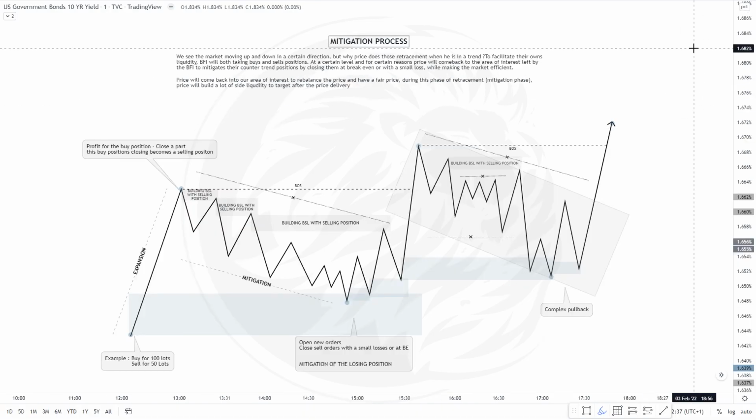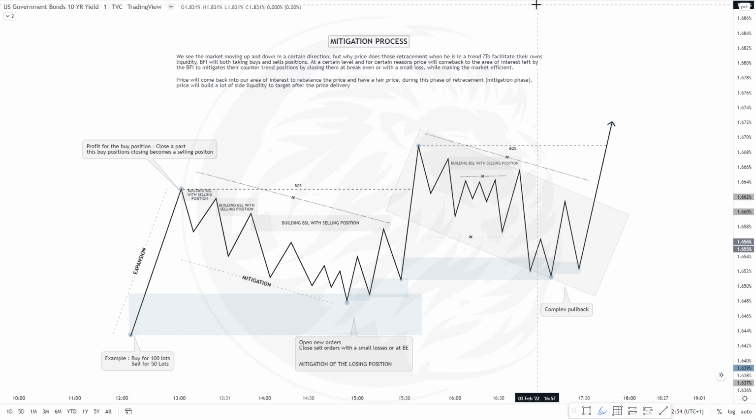Okay guys, let's start. With the mitigation process, we see the market moving up and down in a certain direction. But why does price retrace when there is a trend? Why doesn't price just melt or go up? Why does it need to retrace?